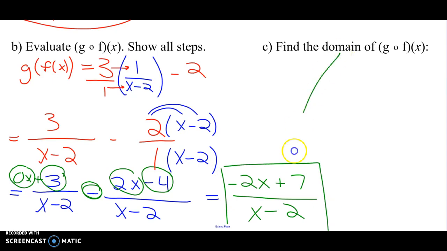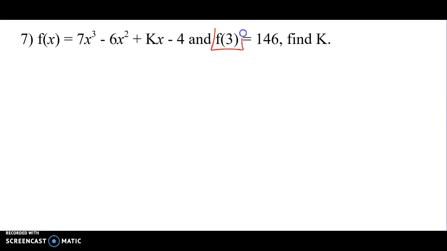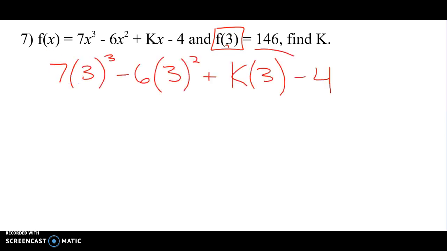Find the domain of what you just found. So once again, it's going to be all real numbers, but x cannot equal what? If I take this, 2 is the only number that will cause the denominator to be 0. What does it mean for this? What does this mean to do? Plug in 3 for all of the x's. So I'm going to do that first. So we're going to set it equal to 146.